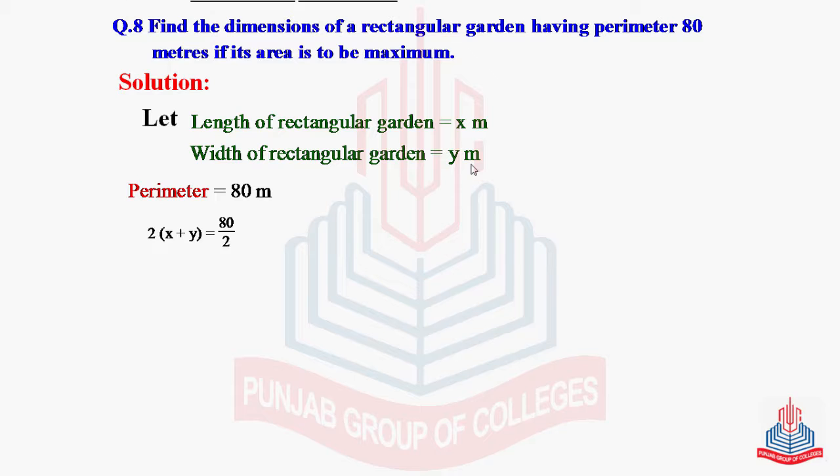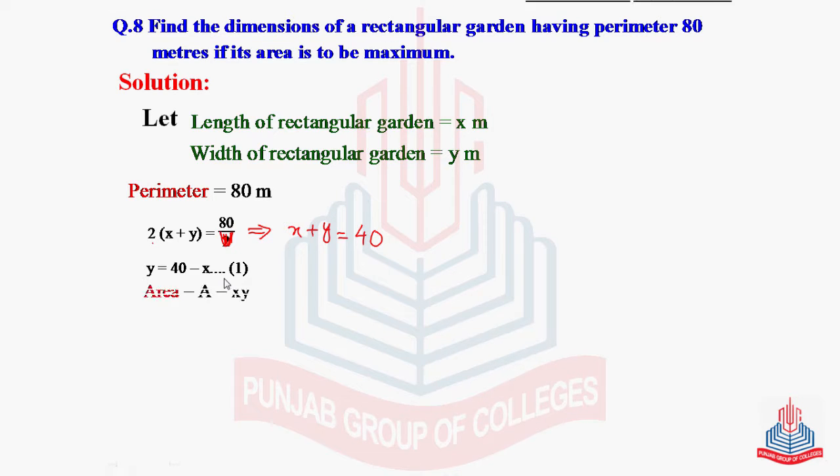By formula, perimeter is actually the sum of the lengths of all sides. So this will become x plus y plus x plus y, which is 2 into x plus y, which is 80. From here we can say x plus y is equal to 40, dividing both sides by 2, and y will become 40 minus x.